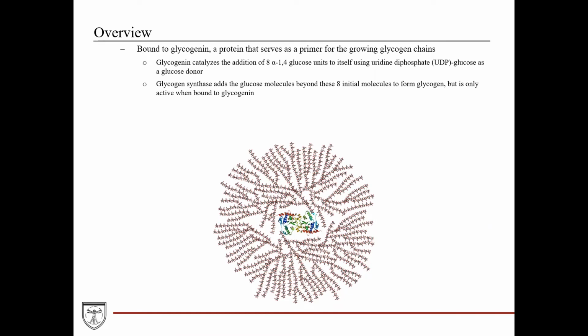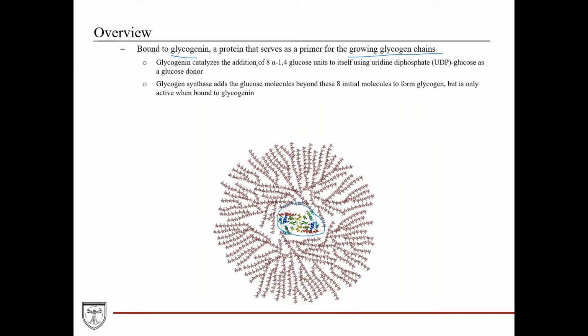Now, glycogenin is a protein that's core to glycogen structure. This is a lower yield topic, but we just kept it in here to give you the complete picture of how glycogen is synthesized and how the structure is formed. So glycogen is bound to this protein called glycogenin, and you can see that here with this cool 3D rendering of the protein structure of glycogenin. And it serves as a primer for growing glycogen chains.